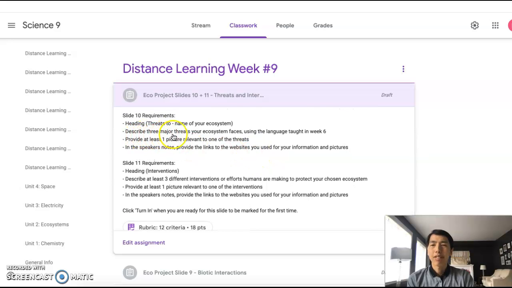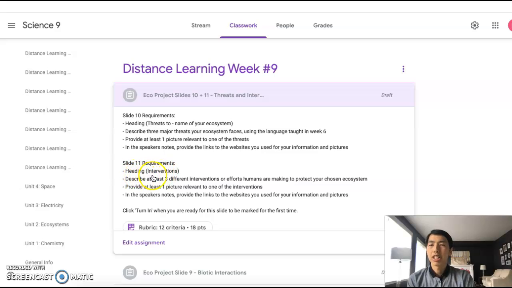You have to describe 3 major threats to your ecosystem, but use that language that I just reviewed from week 6. Then provide at least one picture relevant to one of the threats. And in the speaker notes, provide the links to the websites you used. That's slide 10.